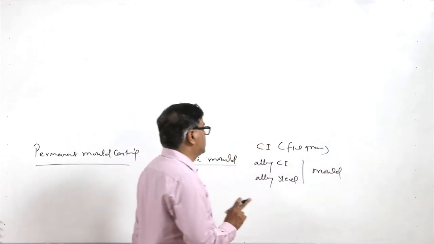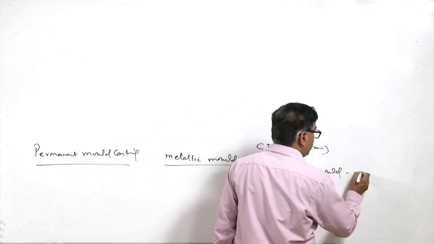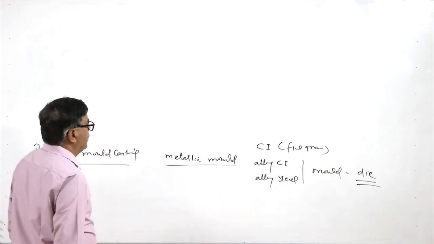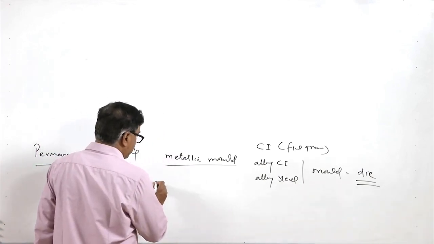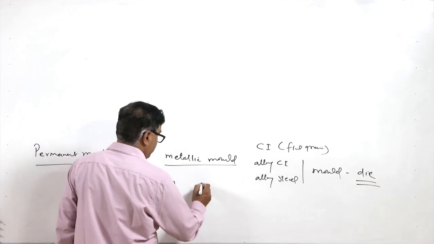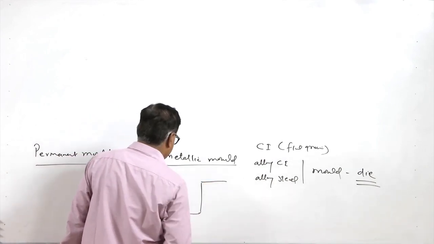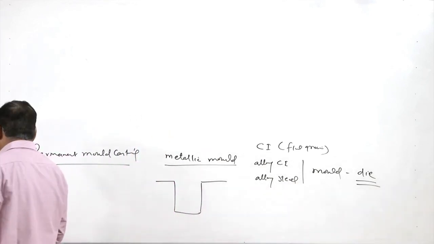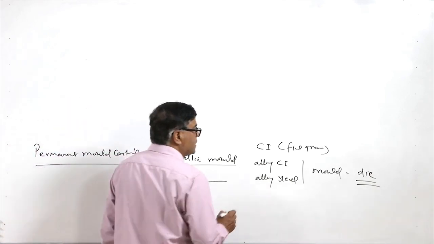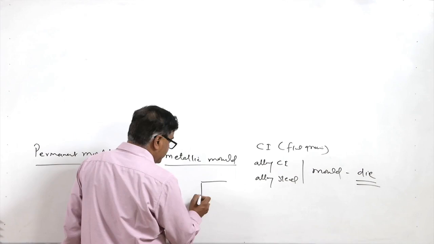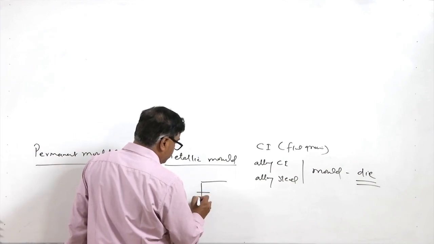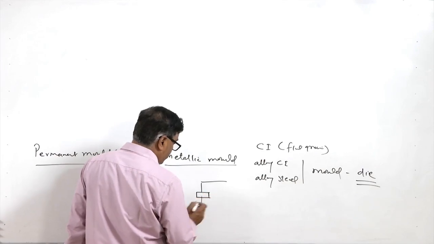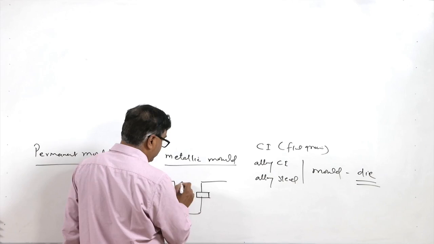The mold is basically also called a die. In case of permanent mold casting, the mold made of metal like this one can be used repeatedly for producing a number of components, but for producing the internal features, mostly these use collapsible cores. Like say, this is the core for producing the internal feature in the casting.